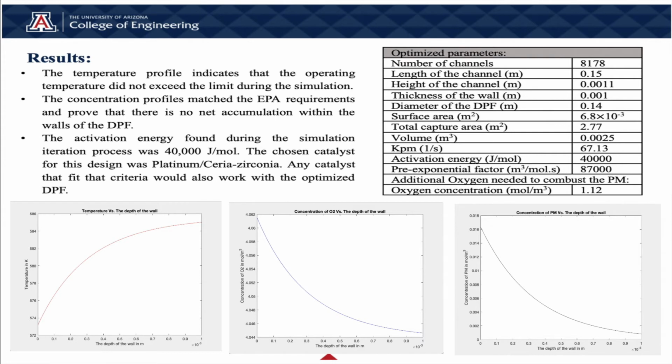These results were produced utilizing the optimized parameters shown on the table. The activation energy found during the simulation iteration process was around 40,000 joule per mole. The chosen catalyst for this design was a mix of platinum, ceria, and zirconia. Any other catalyst that would fit this simulation criteria would also work with the optimized DPF. Now I will leave you with Lenny to conclude this video.